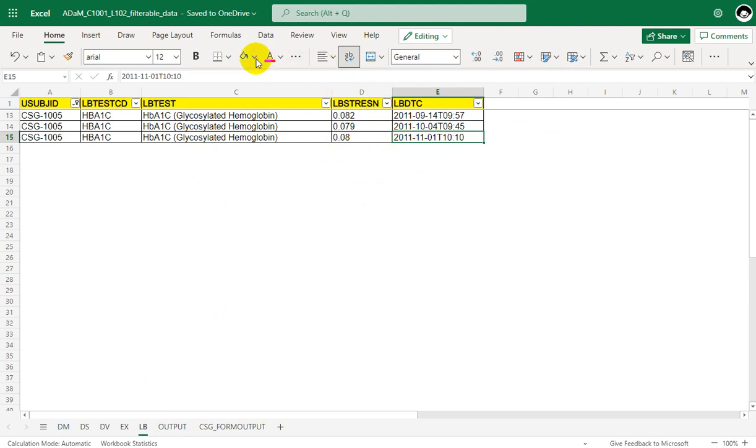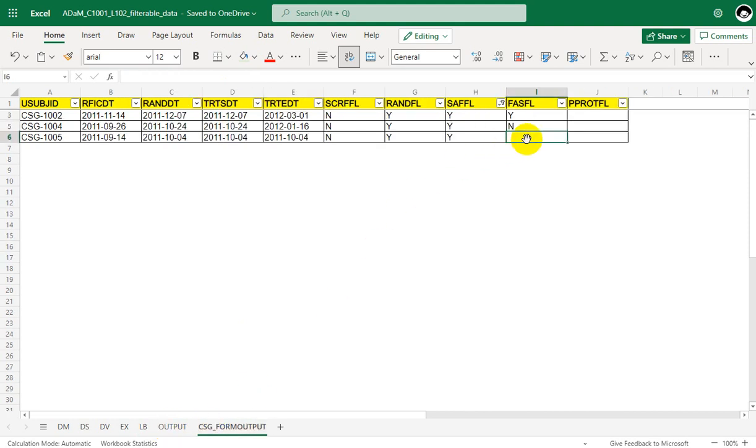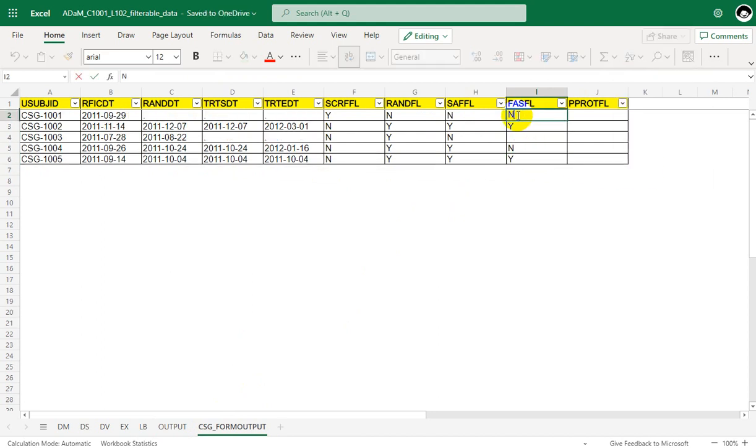So this subject also gets classified as FASFL is equal to Y because the subject is a safety subject and also has a record in LB with HbA1c measurement after the subject's treatment start date. So for all the other subjects, FASFL will be N. So wherever it is empty, we need to fill it with N. So we have identified the full analysis set population flag for subjects manually.